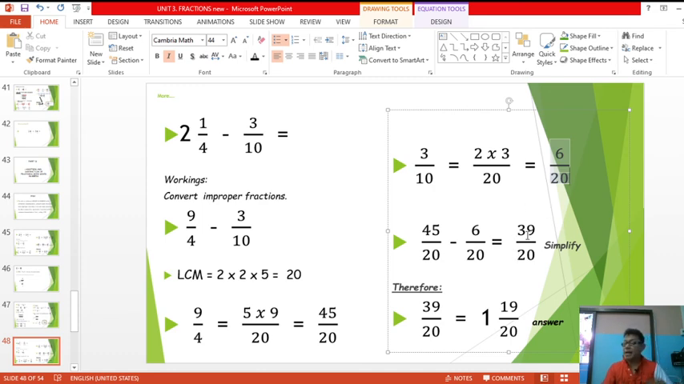But again, as I always tell you, you put it back to its mixed number form because this is still an improper fraction. So you just divide 39 divided by 20, and that results in 1 and 19 over 20. So that will be your answer.